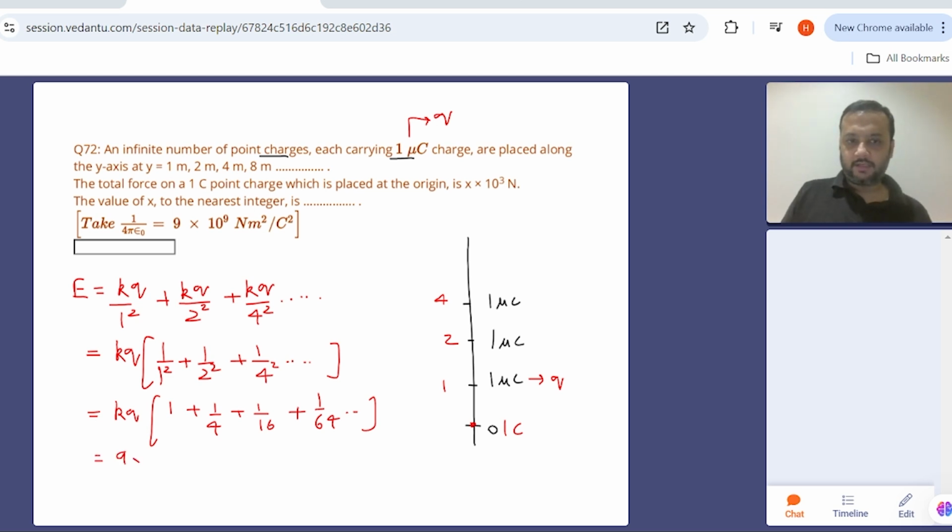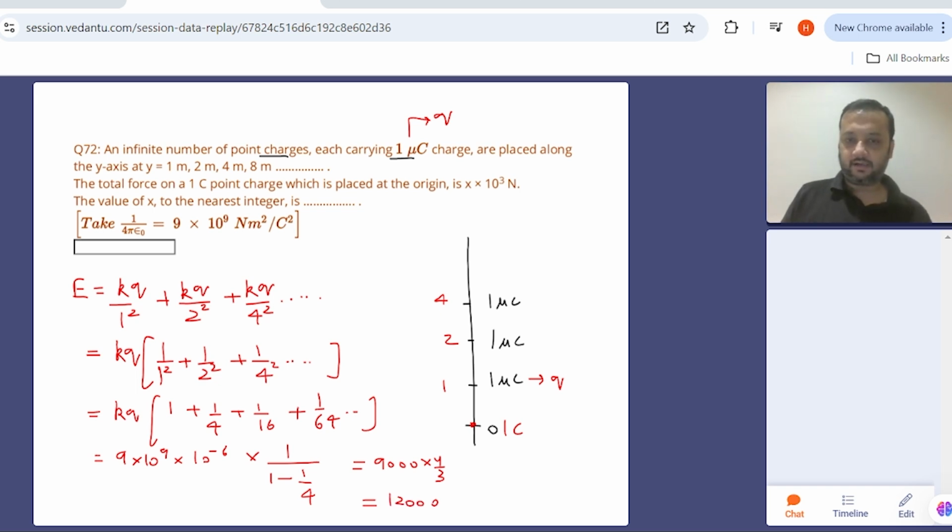Now value of k is 9 into 10 to the power 9. Q value is 10 to the power minus 6. This is an infinite GP which has a first term 1 and common ratio 1 by 4. So that will be first term upon 1 minus common ratio, which is 1 by 4. So denominator will be 3 by 4, and hence it will become 4 by 3. So that will be 9,000 into 4 by 3, which is 12,000.